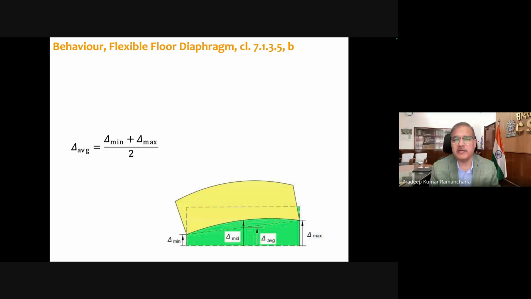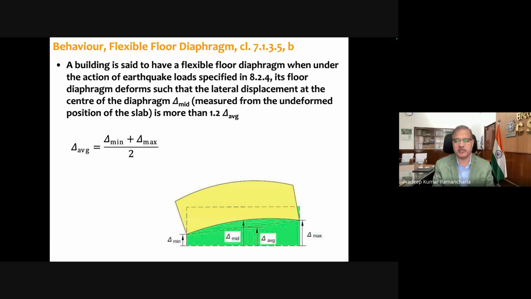Then coming to behavior-wise, flexible floor diaphragm. When we declare a floor to be a flexible floor diaphragm, as you can see, when the building under the action of seismic force is deforming, there are two edges. One is delta minimum and the other delta maximum. Average is the average of both, that is delta minimum plus delta maximum divided by 2. If the mid axis or mid portion deformation is 20% more than average, then we call it a flexible floor diaphragm. That is the definition.